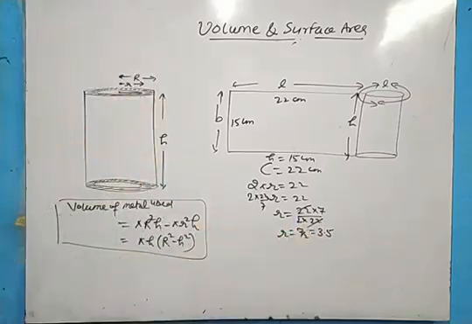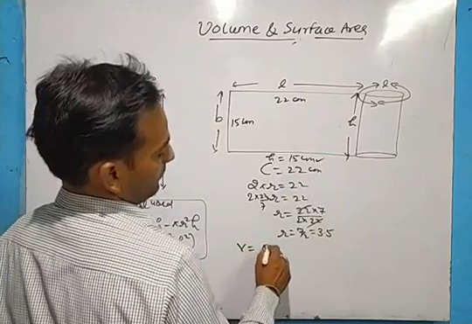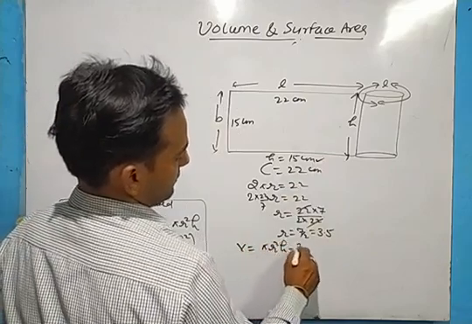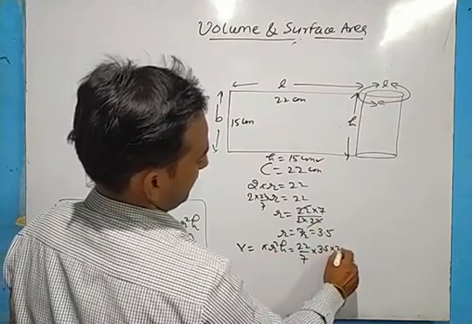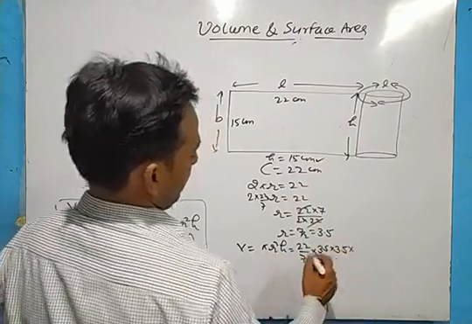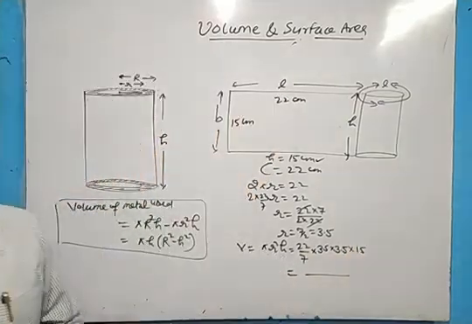Okay, now we have got the radius and height is 15, so we can get the volume. Volume is equal to pi r square h. Pi is 22 by 7, r is 3.5 multiplied by 3.5, and h is 15. So this way you can find the volume of the cylinder.